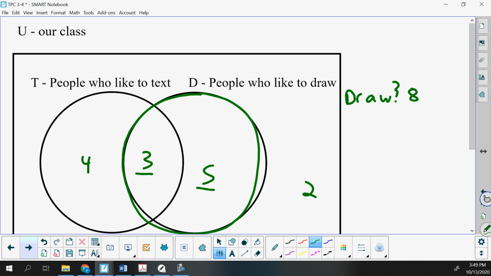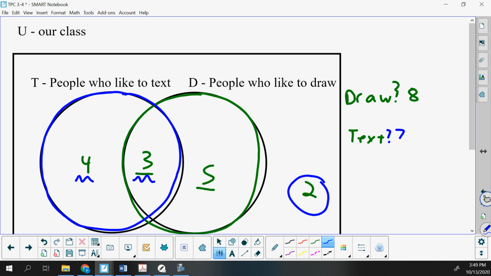If I asked how many people like to text, then we would look at the entire circle for texting, and we'd take the 3 that like to do both and the 4 that only like to text, and we would say there's 7 that like to text. If we wanted to do a probability, we would again put that over the 14 that was total. These 2 out here would represent people who don't like to do either of those 2 things.